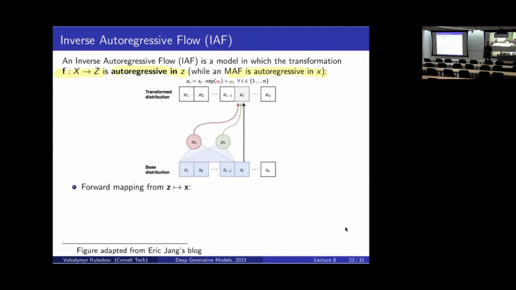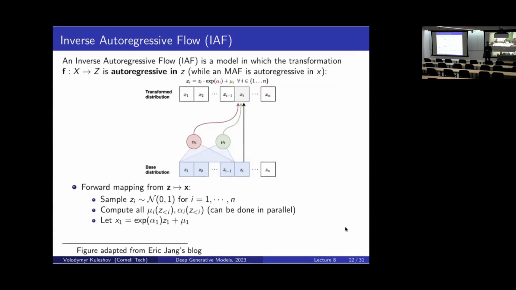Okay? So what do I mean by this? Let's define the forward mapping. So in the forward mapping, I start with a vector Z. I sample Z from some sort of simple distribution, like a bunch of Gaussians. And now I will compute the parameters mu and alpha, not from X, but I'll compute them from Z instead. And because I have generated Z in my first step, all of these are already available. And so the Z's are all available. Therefore, all the mu's and alphas can be computed in parallel.